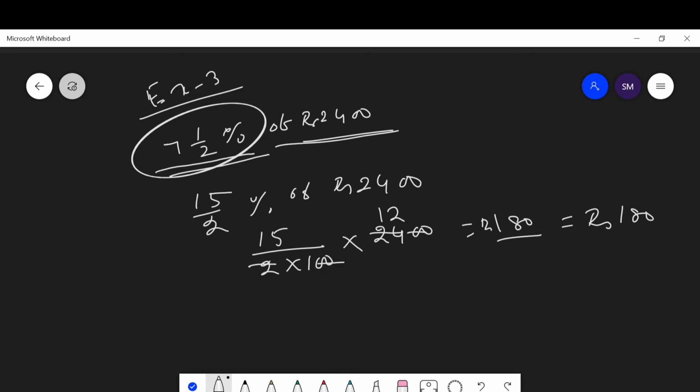When you have taken 7.5% of rupees 2400, you get rupees 180. Then let us discuss another example.